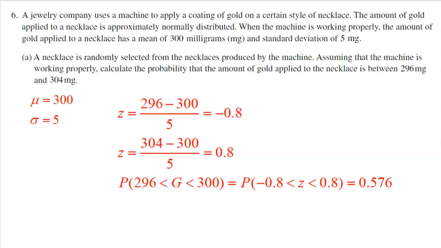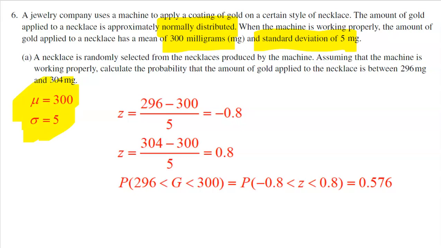All right, a jewelry company uses a machine to apply a coating of gold on a certain style of necklace. The amount of gold applied to a necklace is approximately normally distributed. When the machine is working properly, the amount of gold applied to a necklace has a mean of 300 milligrams and a standard deviation of 5 milligrams. Now, just reading this, I'm super excited because I love it when data is normally distributed. I have the mean, I have the standard deviation, which I wrote down right here. That information alone just makes problems pretty easy when they follow the normal model.